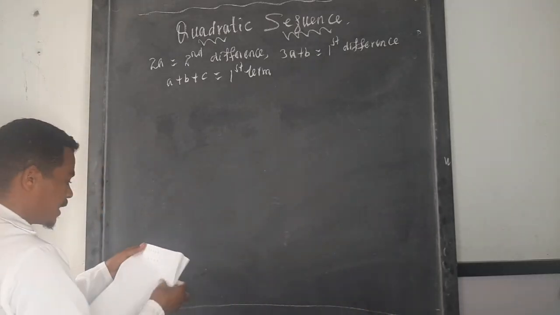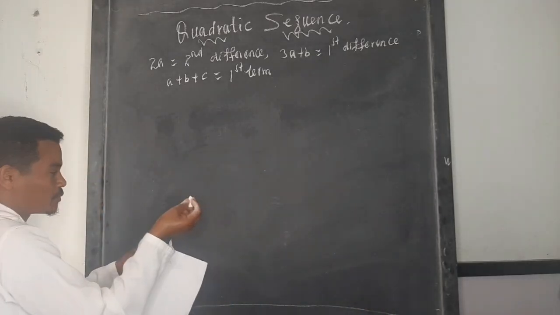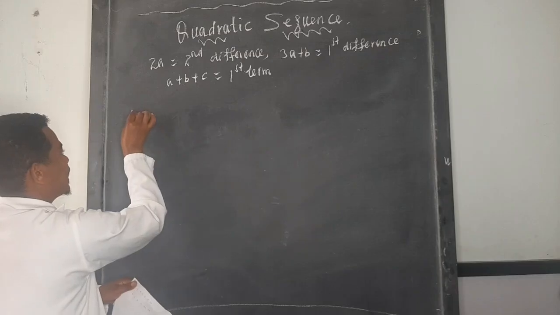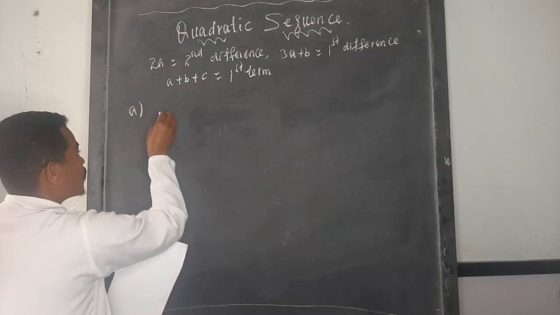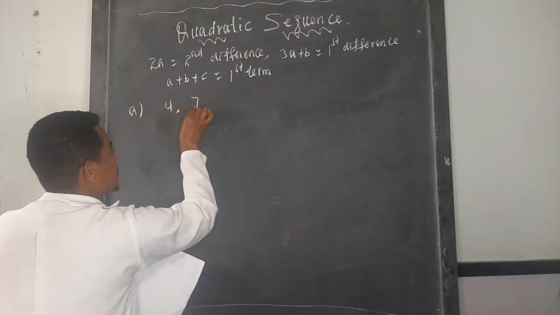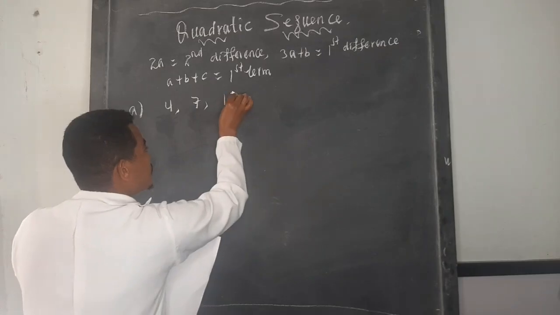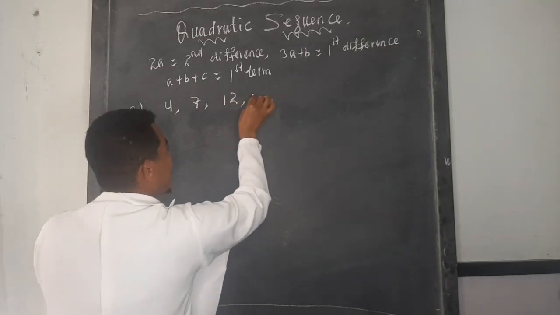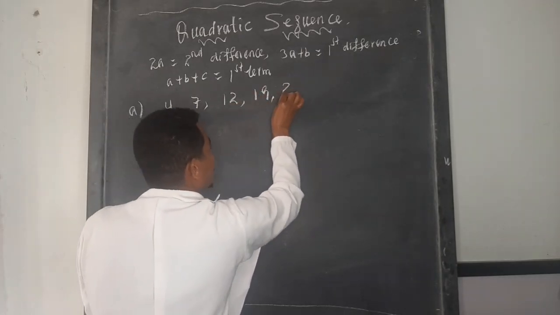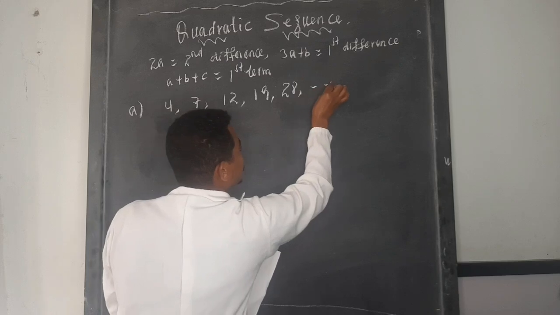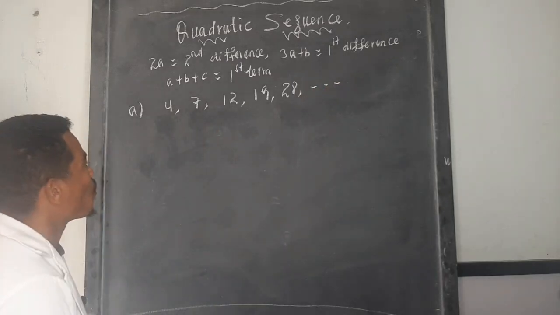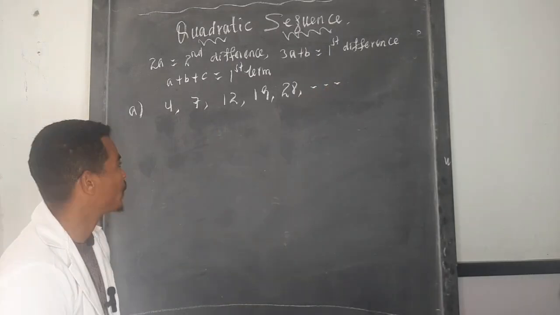Now, let the terms of the sequence be this one, okay? Let's say 4, 7, 12, 19, 28, like this one. So what's the nth term of this sequence?